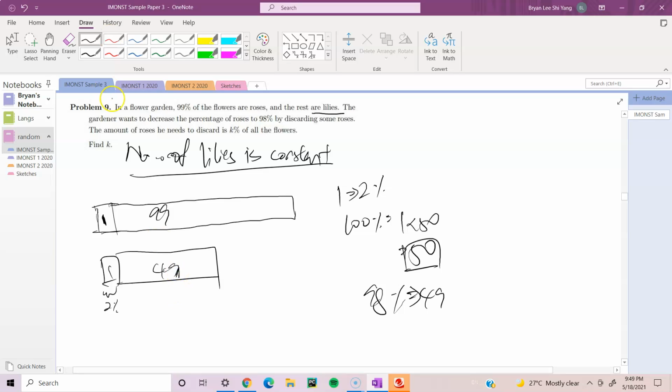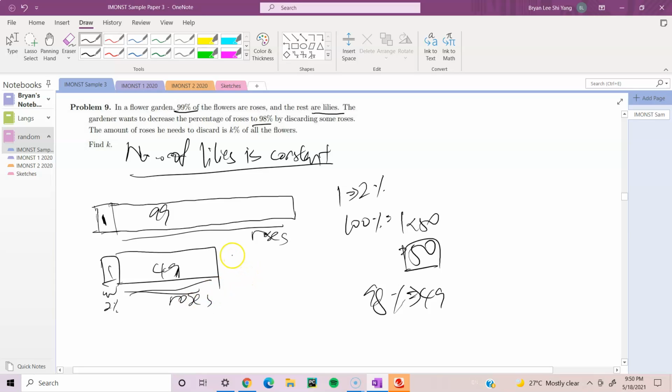So normally, people will be thinking, oh, 99% to 98%, right? So this is like a decrease by 1%, right? So you just need to throw one flower. But no, you can see here that it actually decreases by a lot. So as you can see here, originally we have 99 roses, right? Then after the purge, after the elimination of roses, we have 49 roses left.